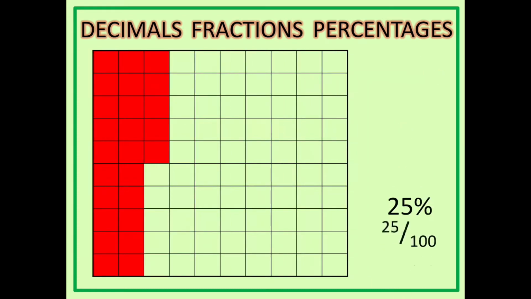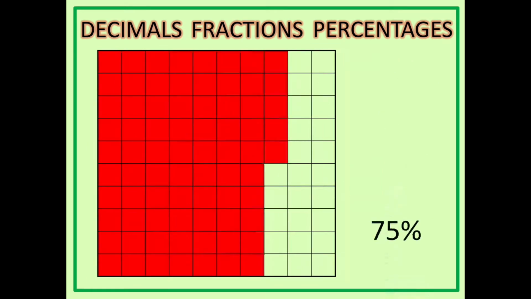25% can be written as 25 out of 100 or simplified to a quarter or written as 0.25. 75% can be written as 75 out of 100 simplified to 3/4 or written as 0.75.